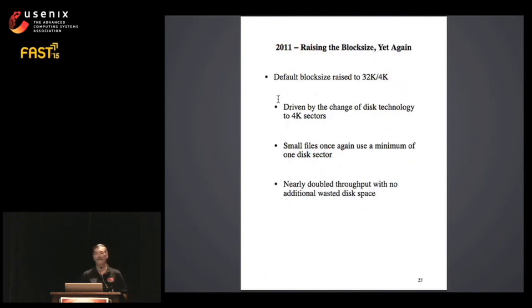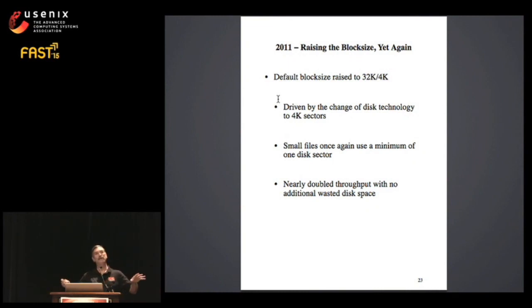All right, raising the block size yet again. So we finally turn the corner, and the disk manufacturers wake up to the fact that 512 might be kind of a silly sector size. And so they switch to 4K sectors. And in doing so, they instantly double the capacity of their drives, because it turns out that you have runs of bad bits. And so whether you have a 512-byte sector or a 4K sector, the amount of space you need for the error correcting is almost identical. So you get rid of 7/8 of all the error correcting bits, and voila, you have more space available.